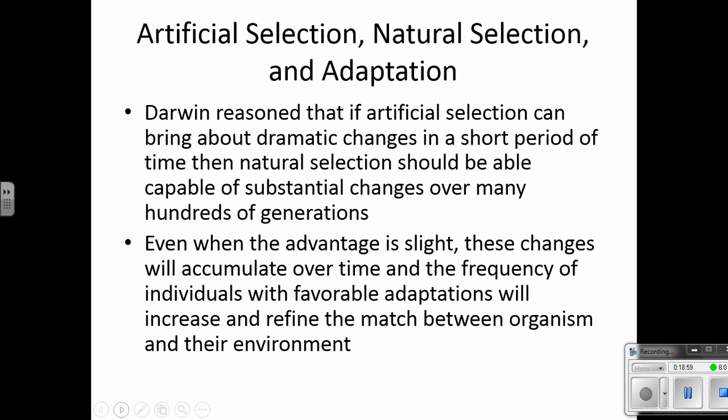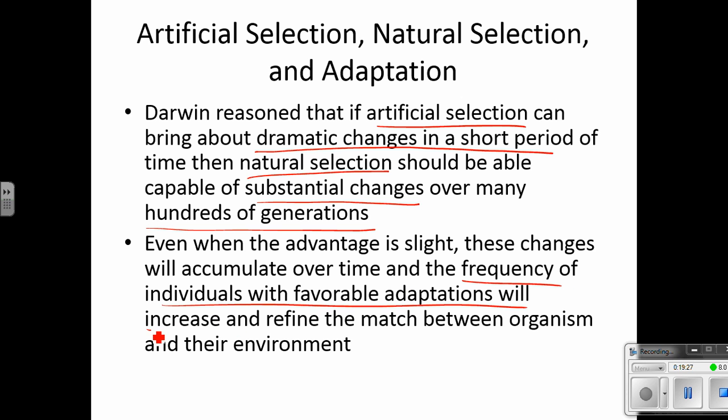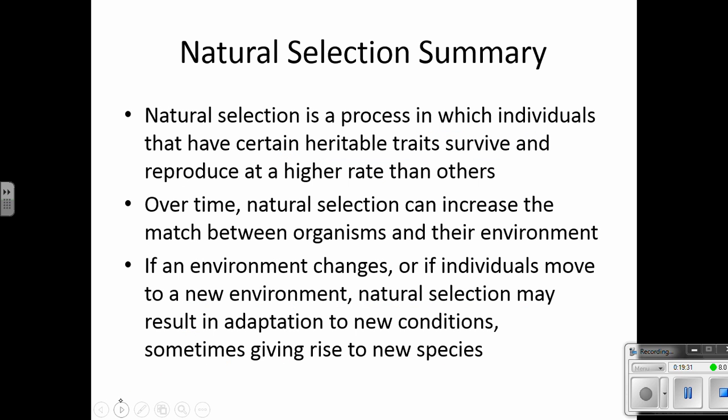Darwin reasoned that if artificial selection can bring about dramatic changes in a short amount of time, then natural selection should be able to make substantial changes over hundreds of generations. So maybe not dramatic changes, but substantial over a longer period of time. Even when the advantage is slight, these changes will accumulate over time, and the frequency of individuals with favorable adaptations will increase and refine the match between organisms and the environment.